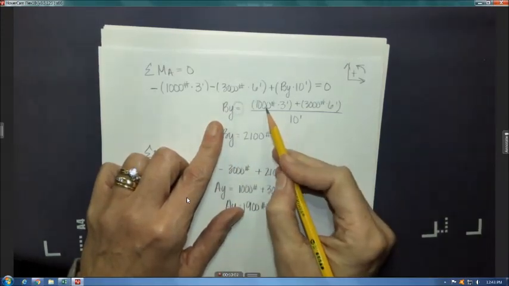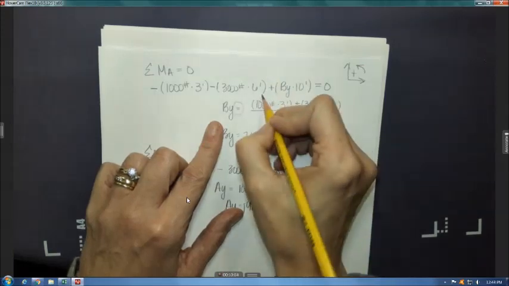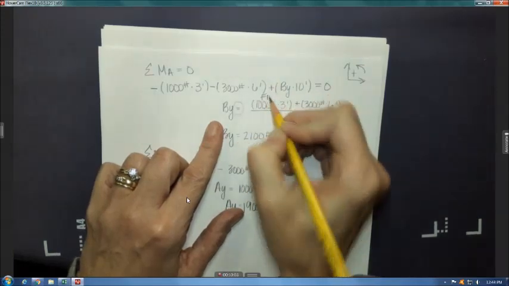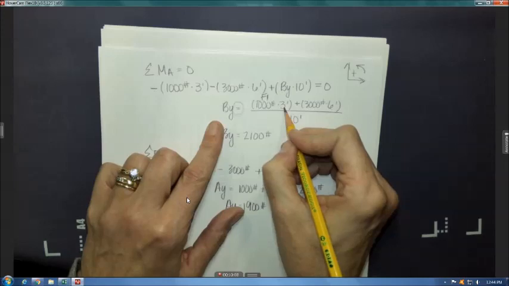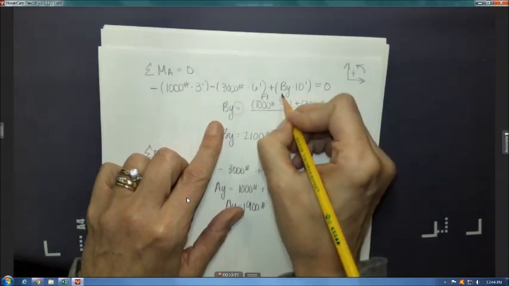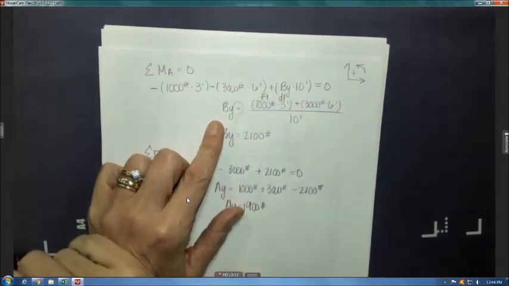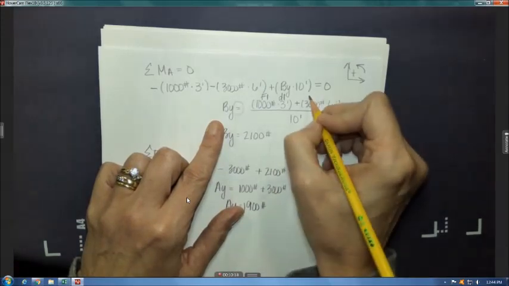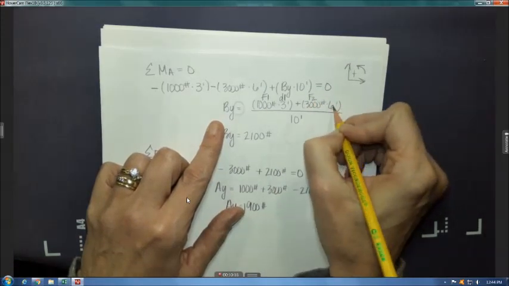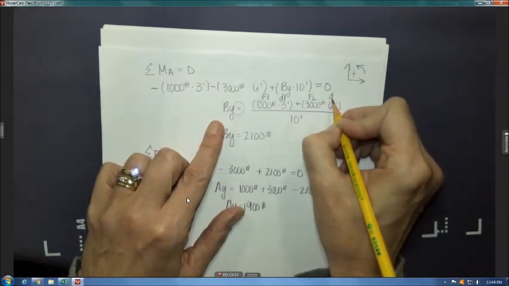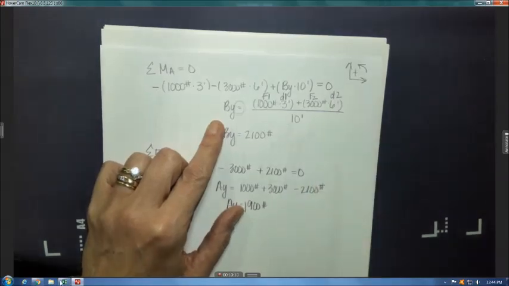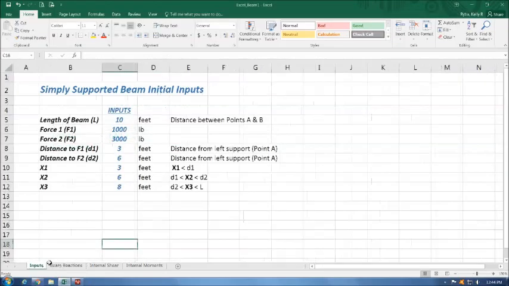And my 1,000 here is what I'm going to call F1, okay? My 3 feet was D1, okay? My 3,000, I'm going to call that F2, and my 6 feet was D2. So when I go back to my inputs, here's my F1, here's my F2, here's my D1, and here's my D2, okay?